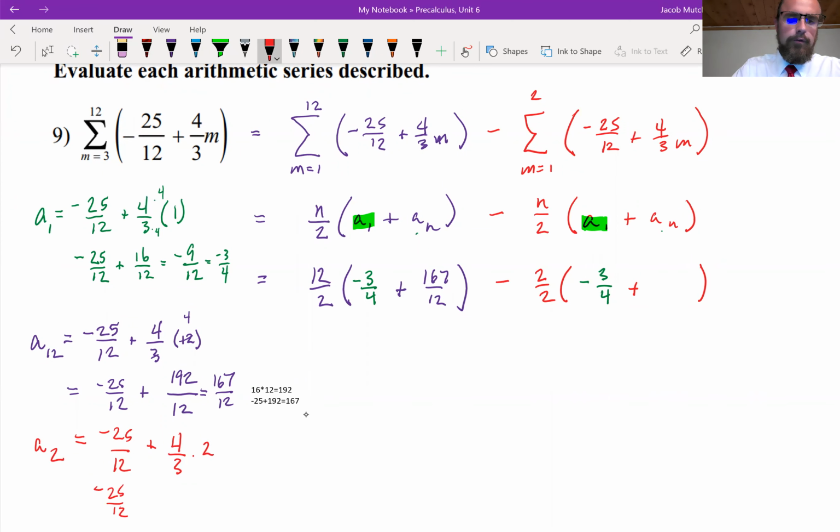That's going to be 8 over 3, but I need to multiply and scale it so that it's got denominator 12. So 8 times 4 is going to be 32. And 32 minus 25 is going to be 7 over 12. And that completes the setup. So at that point, what I want to do is calculate it.